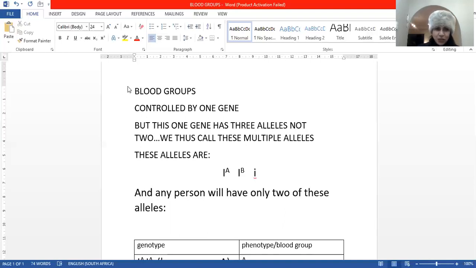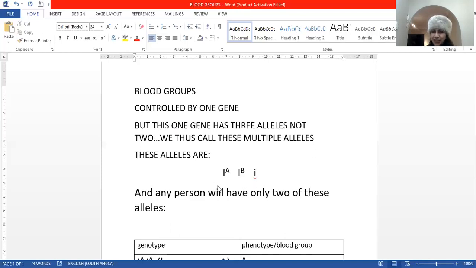But blood groups, oh my God, this is a unique one because it is controlled by one gene, but it does not have two alleles. It has got three possible alleles, and only two of these will be found inside of you. But there are three to choose from in the entire human population. So very importantly, this one gene has three alleles, not two, and we call these multiple alleles.